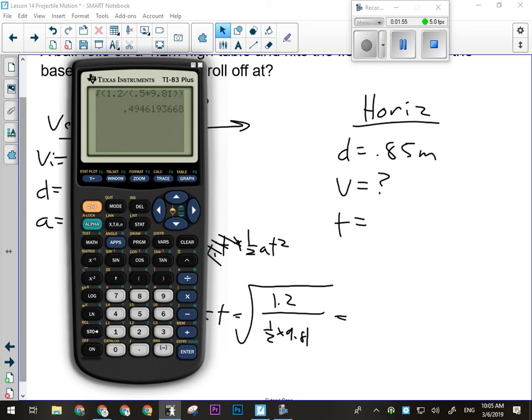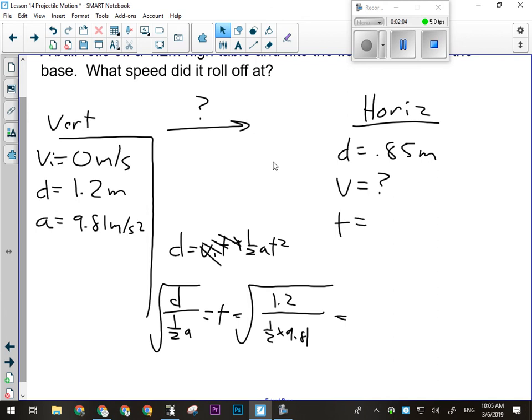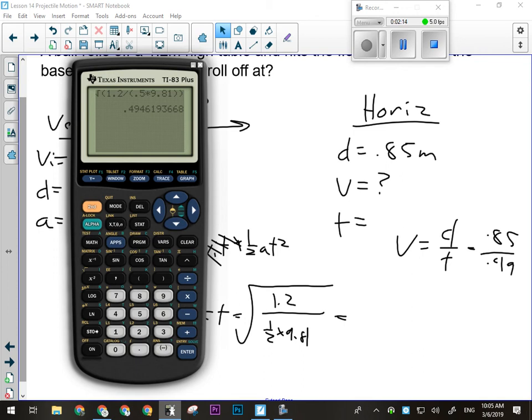So we're looking at 0.49 seconds, which is our flight time or falling time. Now that I have that, I'm just going to plug it in over here in order to calculate V, because V equals D over T, 0.85 over 0.49, will tell us the speed it rolls off at. So we'll have our 0.85 divided by that number. So it rolls off the table at 1.7 meters per second.